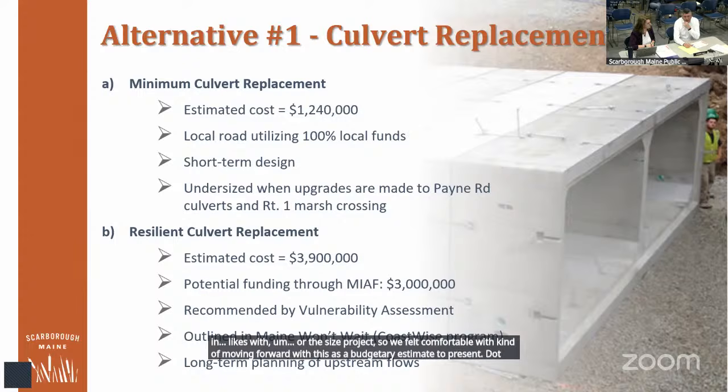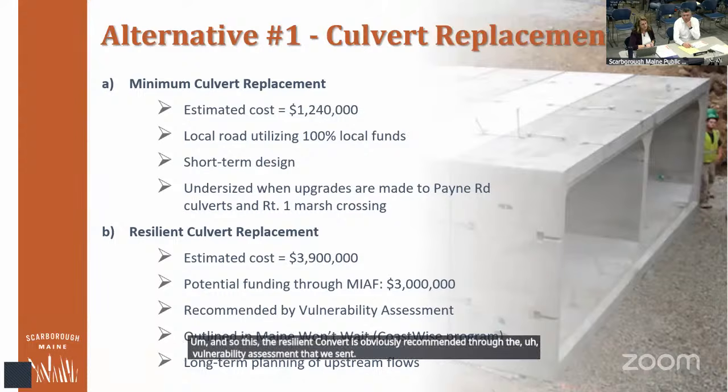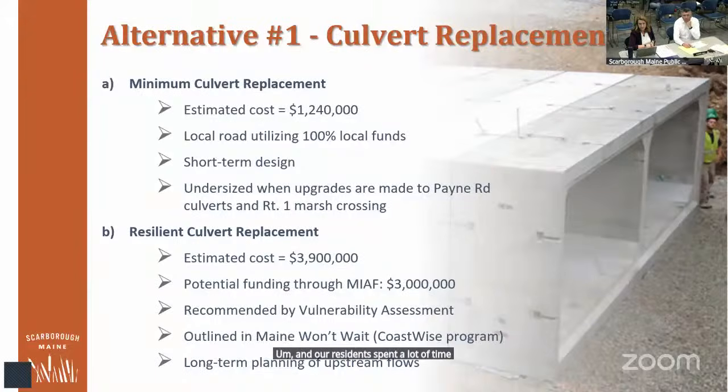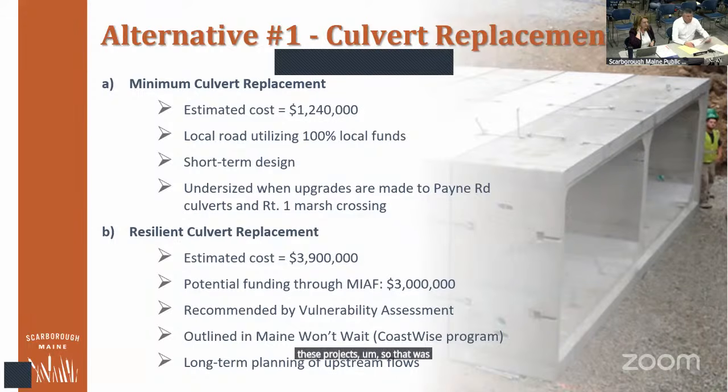DOT also replaced the bridge at Mitchell Hill Road, at the Nonsuch, so there are some more local examples as well. Not exactly the same, but it's a comparison. The resilient culvert is recommended through the vulnerability assessment that we and our residents spent a lot of time, effort and money putting together. And as we keep mentioning, Coastwise and Stream Smart look at how to size it for 1.2 times bank full width, so it's a little larger than the bank.